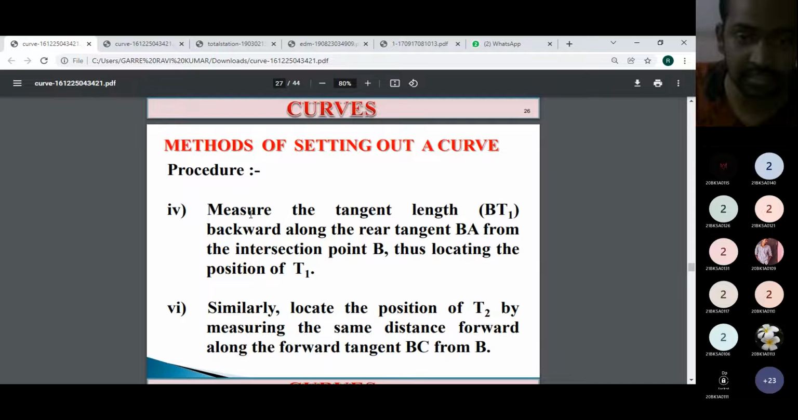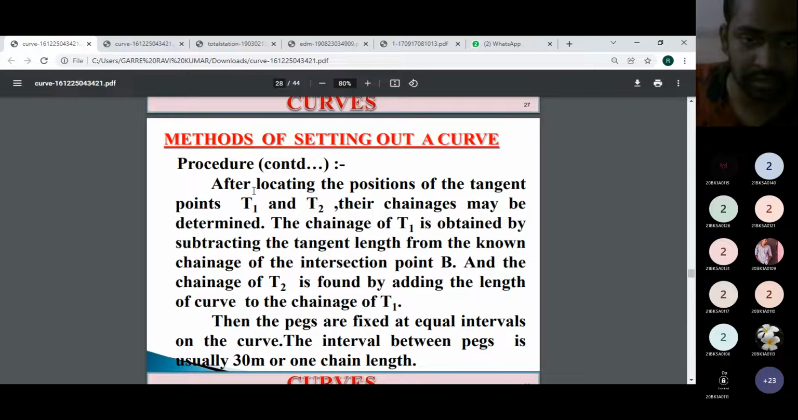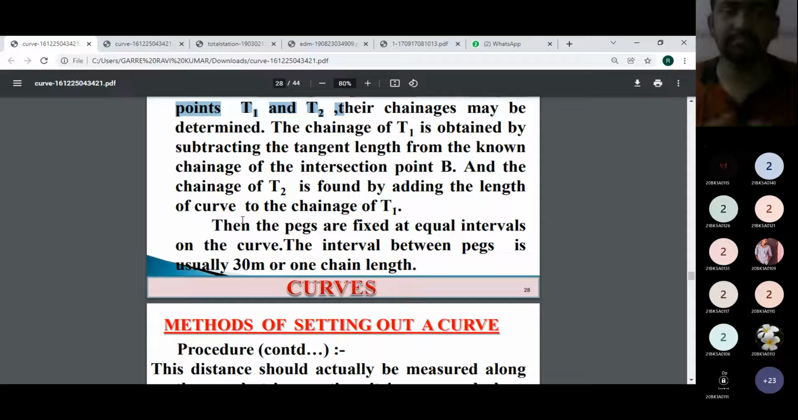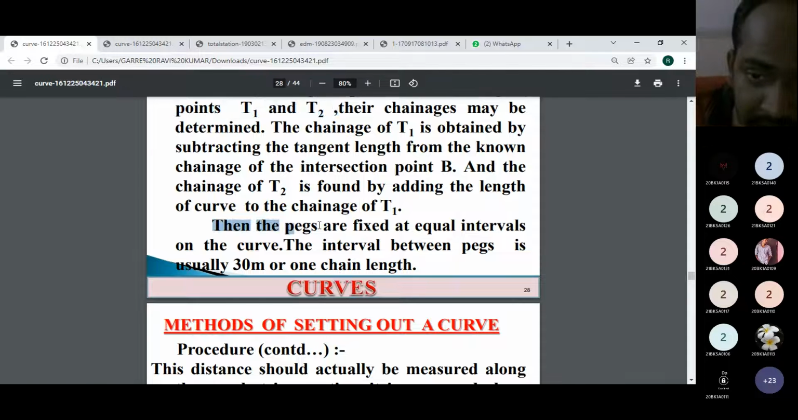That's all. Understand? Now you can see here, after locating the positions of the tangent points T1 and T2, their chainages will be determined, the T1 chainage and T2 chainage. After that some angles can be determined, and by using those angles at regular intervals we can set up the pegs on the ground. Then you can see here that pegs are fixed at equal intervals on the curve, and the interval between pegs is equally 30 meters or one chain length.